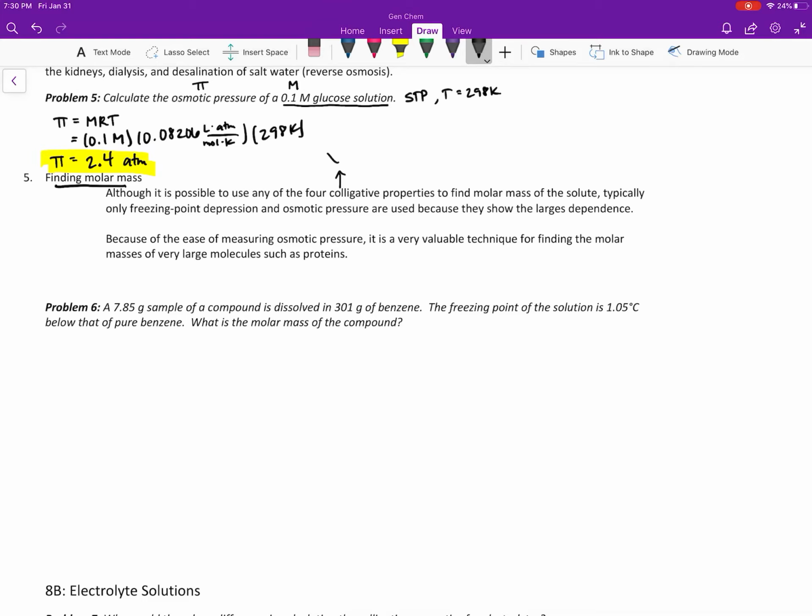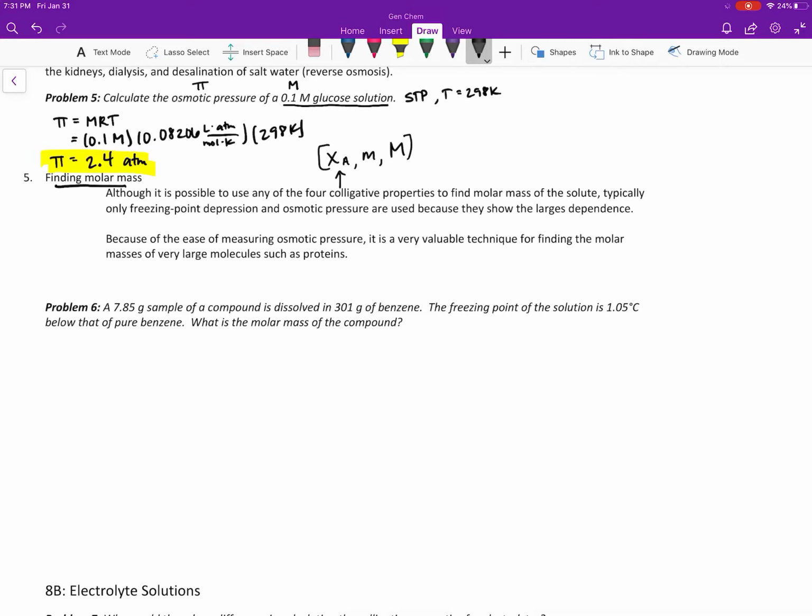So mole fraction has moles, and we use that in vapor pressure. And then for freezing point depression and boiling point elevation, there's molality, which has moles. And then in the osmotic pressure, we used molarity, which also has moles. So we can use any of the colligative properties to find the molar mass. And we do that first by finding out the concentration, and then using another thing, which is the mass.